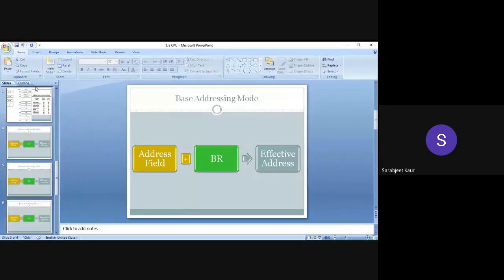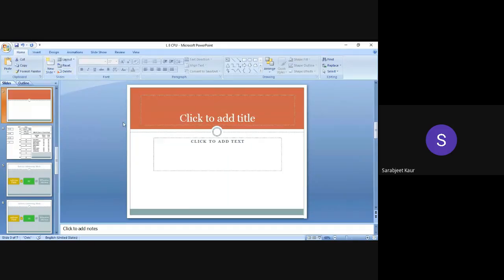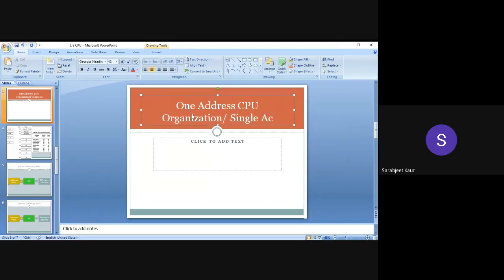Okay, so this is one address organization, or single accumulator organization. Okay.